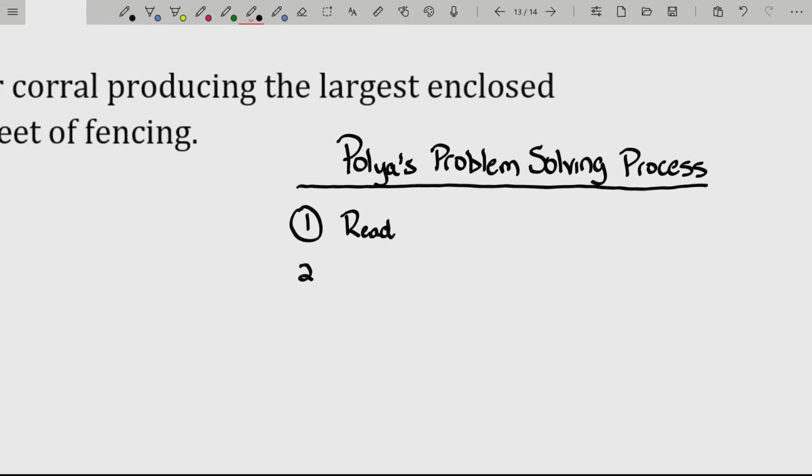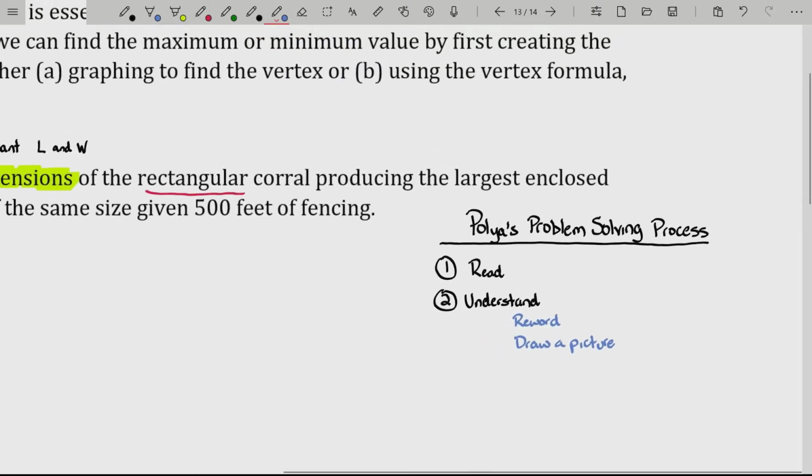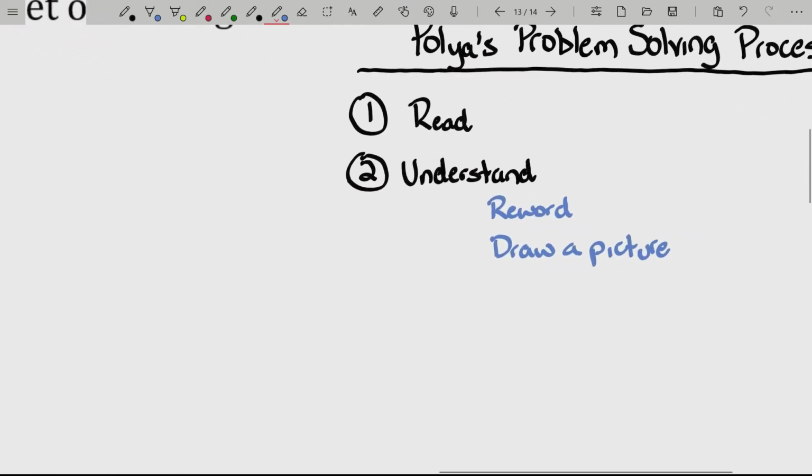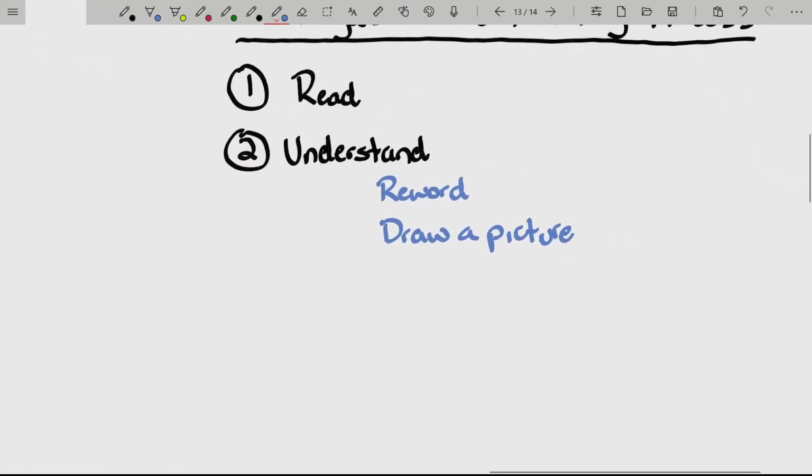The second thing you need to do is try to understand what you've read. And this means that you're going to reword things, maybe, or draw a picture. Those are kind of my go-to methods there. And actually, you saw that I was sort of rewording things. I actually started inserting mathematics here, want L and W, and then I knew that area is L times W. So really, I'm starting to kind of build the mathematics in, but for most people, they just start rewording it. They state it in a different way so that they can understand it.